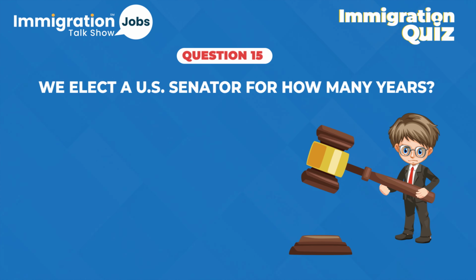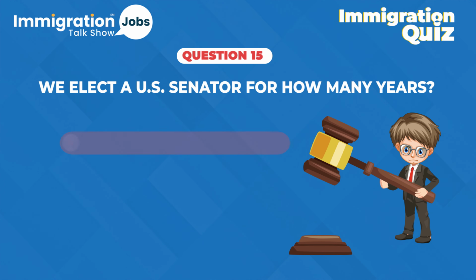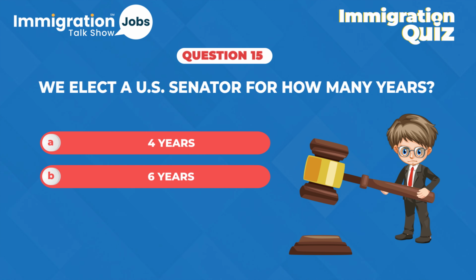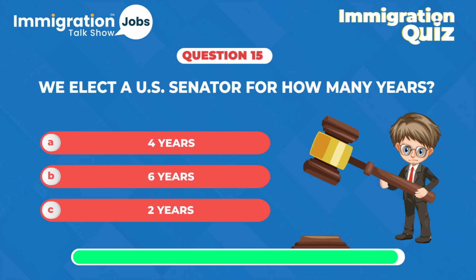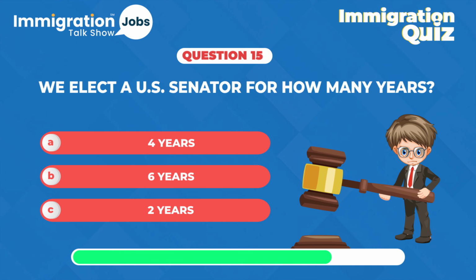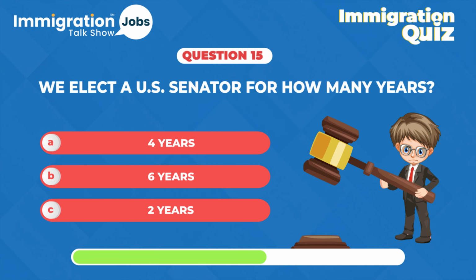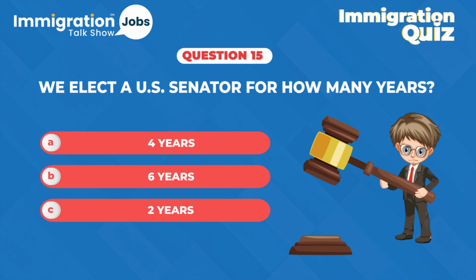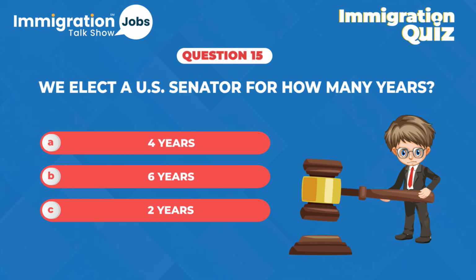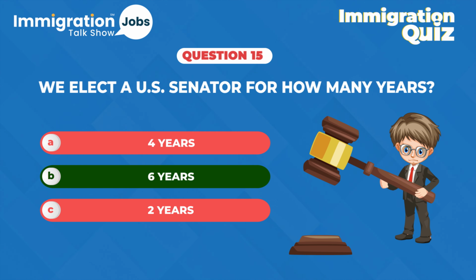We elect a US senator for how many years? A, 4 years. Option B, 6 years. Or option C, 2 years. And the correct answer is option B, 6 years.